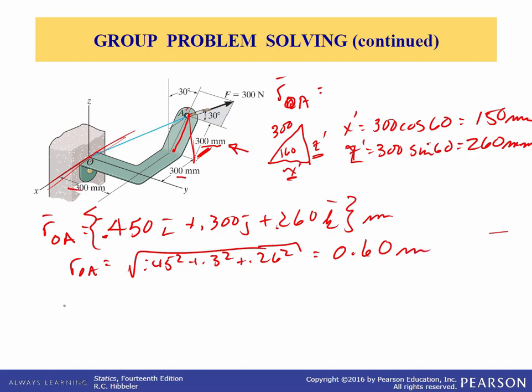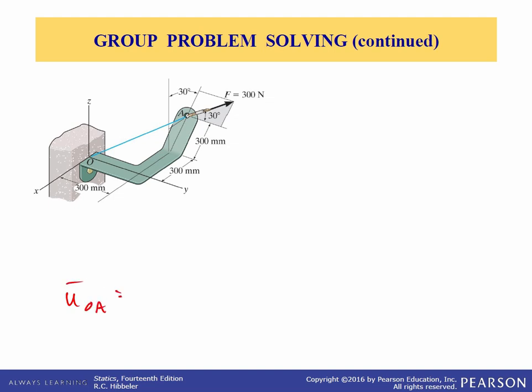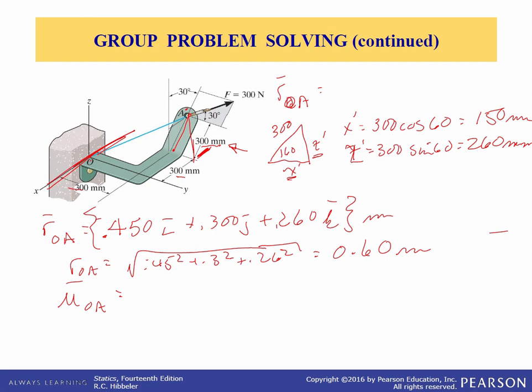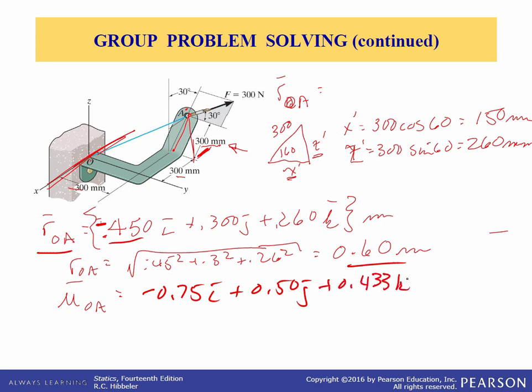So to get the unit vector u_OA, we just take the vector R_OA and divide it by its magnitude. So it's 0.45 divided by 0.6, and that's negative. There's a negative sign there, so that's minus 0.75 in the I, plus 0.3 divided by 0.6, which is 0.5 in the J, plus 0.26 divided by 0.6, or 0.433 in the K. And that's a unit vector, so it has no units. Okay, great. So now we have R_OA as a vector, and we have u_OA. R_OA is a vector, and u_OA is a vector.